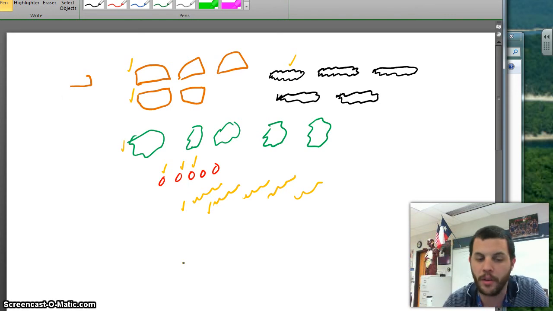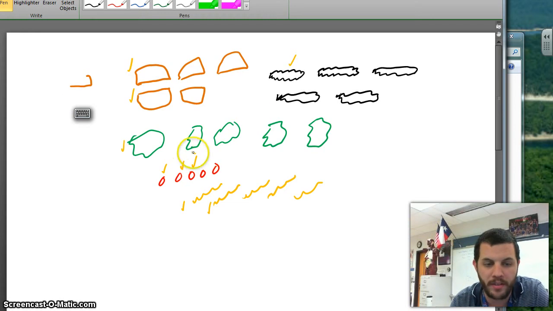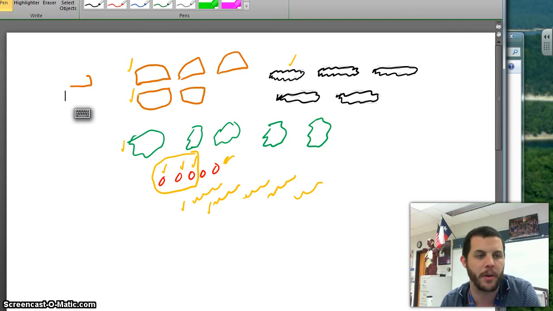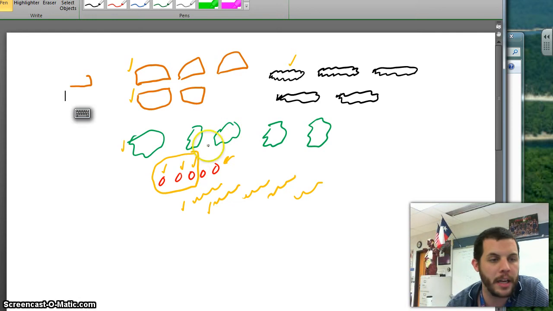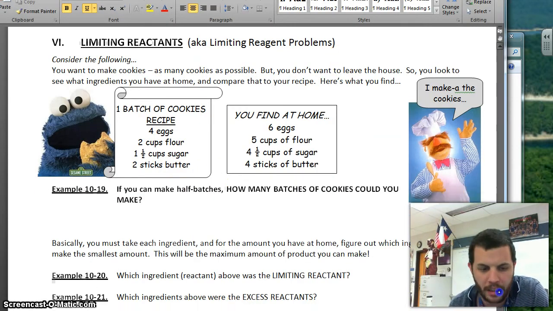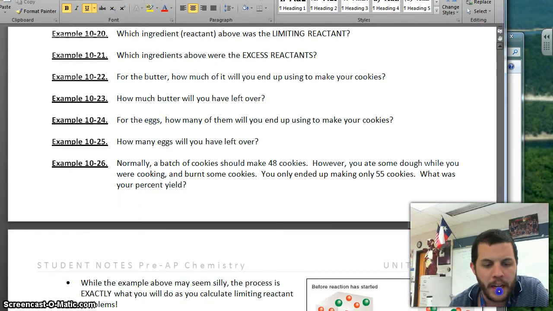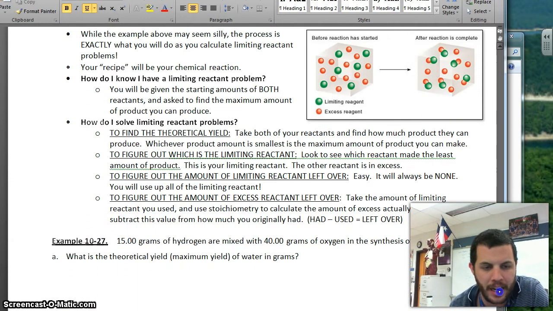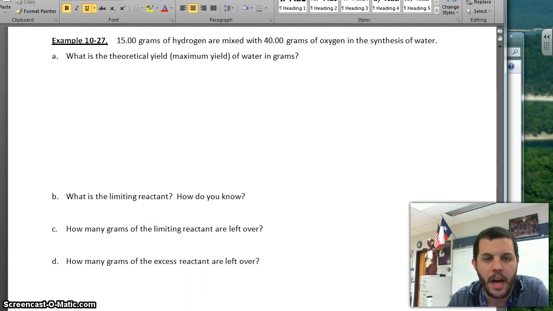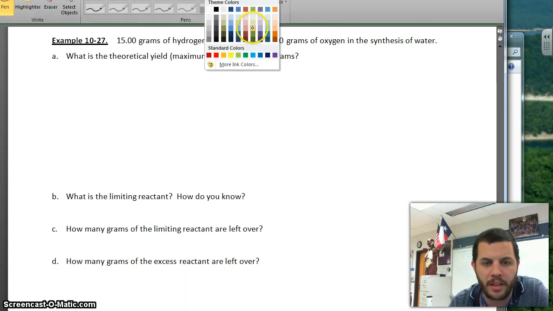The reason you're only going to be able to make one is because you only have enough tomatoes for 1 burger. These extra 2 tomatoes here aren't enough to make another burger. So even though you wanted to make 5 hamburgers, you can only build one because your tomatoes limited the amount of products that you can make. So that's the idea behind limiting reactants. What we want to do now is see how this translates to a chemistry problem. Let's go ahead and take a look.